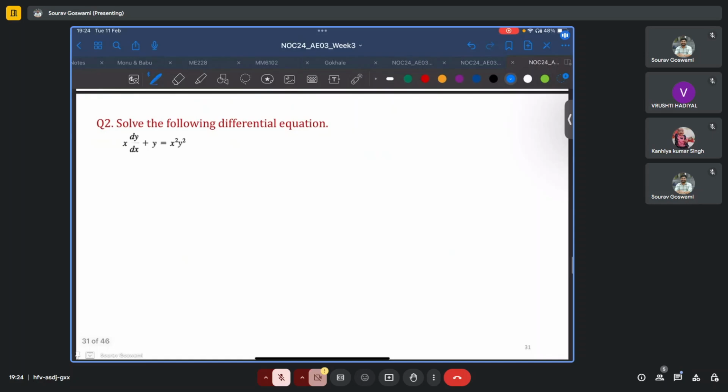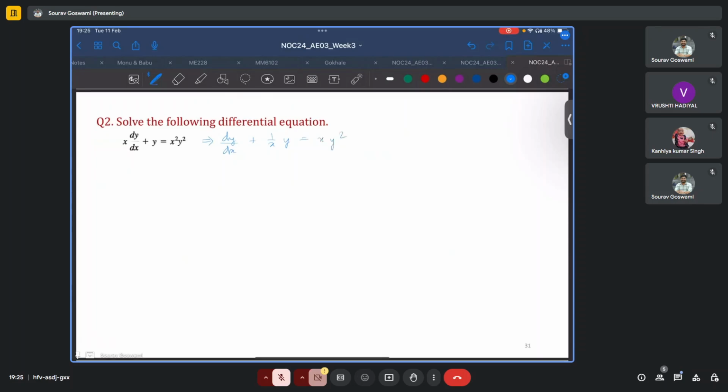Now moving on to illustrative examples regarding differential equations. Let us solve this first one given to us. x dy/dx plus y equals x square y square. Let us try to bring it into some known standard form, so that we can solve it more easily. So dy/dx plus 1 by x times y is equal to x y square.